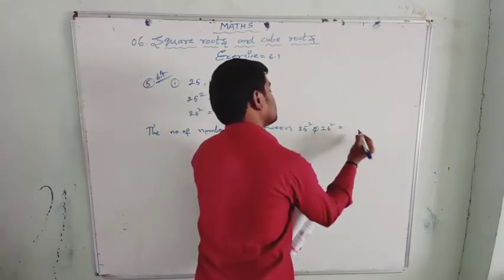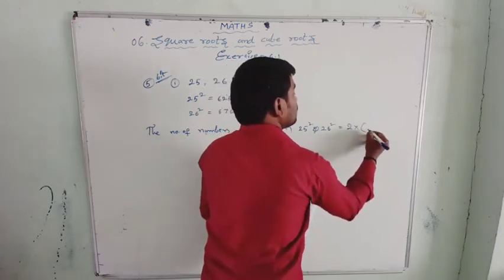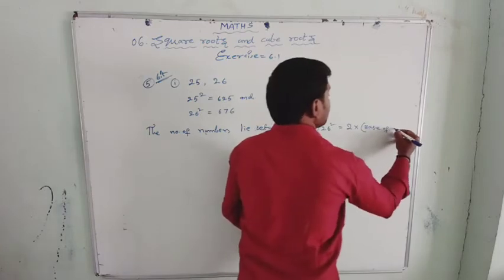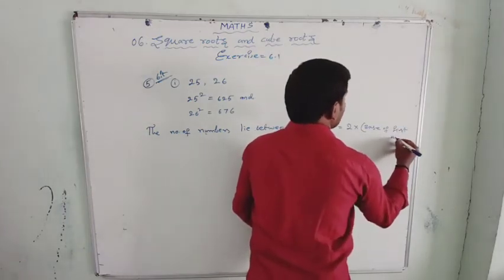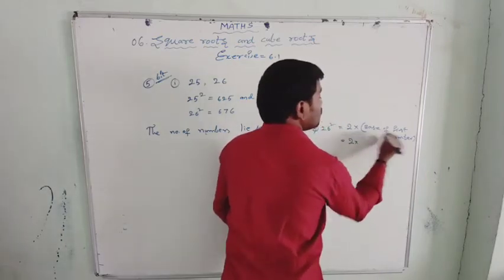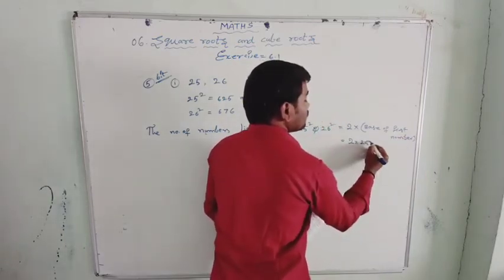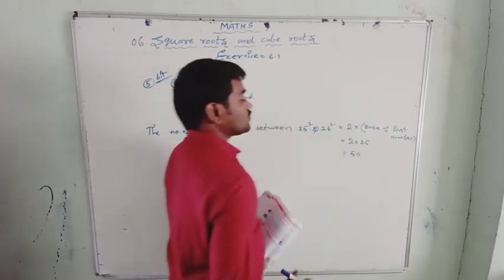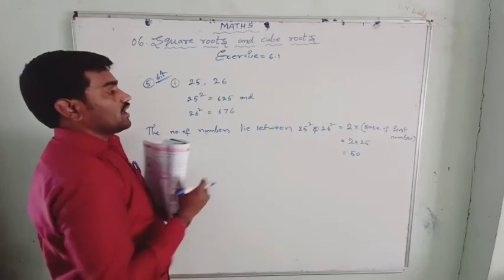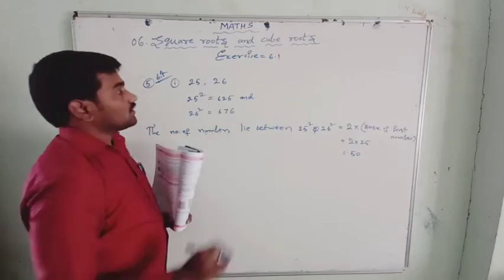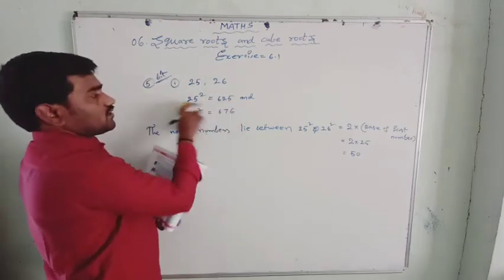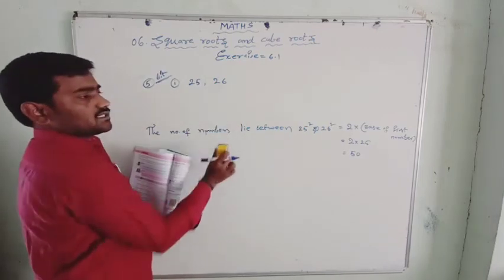2 into base of the first number, that is 25. 2 into 25 is 50. So there are 50 numbers lying between these two, 25 square and 26 square. In the same way, here this we did not write. Just if you write this answer, it is enough.